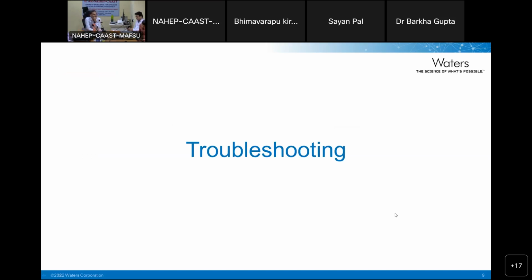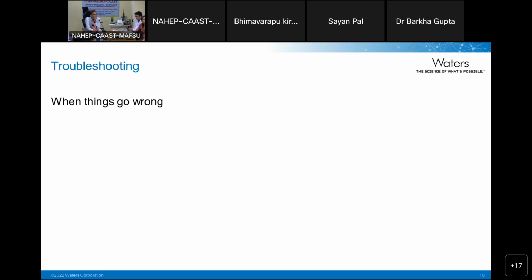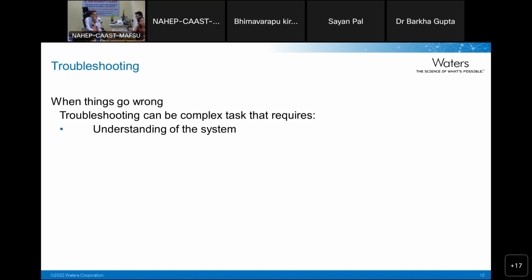Now the troubleshooting part. When things go wrong, troubleshooting can be a complex task that requires proper understanding of the instrument or the complete system. The system also involves, as the previous lecture said, your sample preparation as part of the system. So complete understanding of your system is very important in troubleshooting if anything goes wrong.